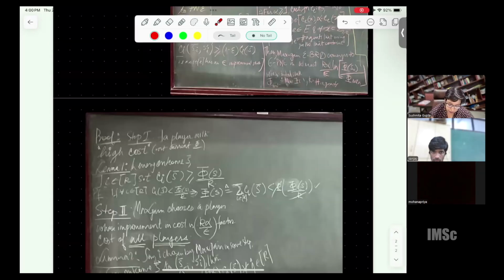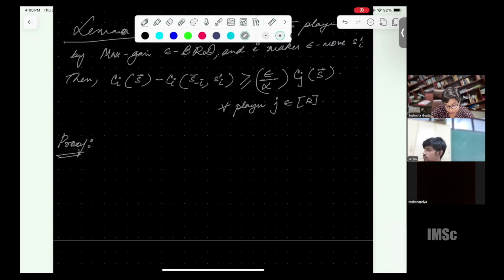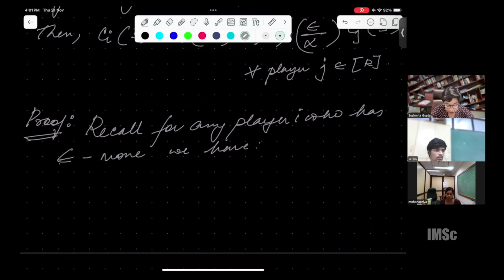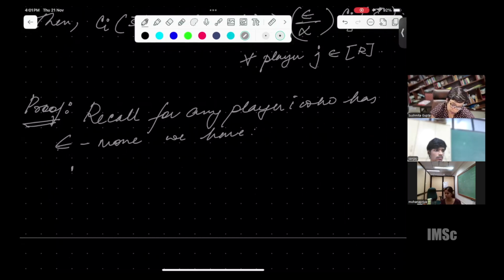Okay, let me just recall, let me write. For any player who has an epsilon move, when I say epsilon move, I mean epsilon improvement move, we have this definition that c_i, others doing exactly the same. So c_i. So the second point.